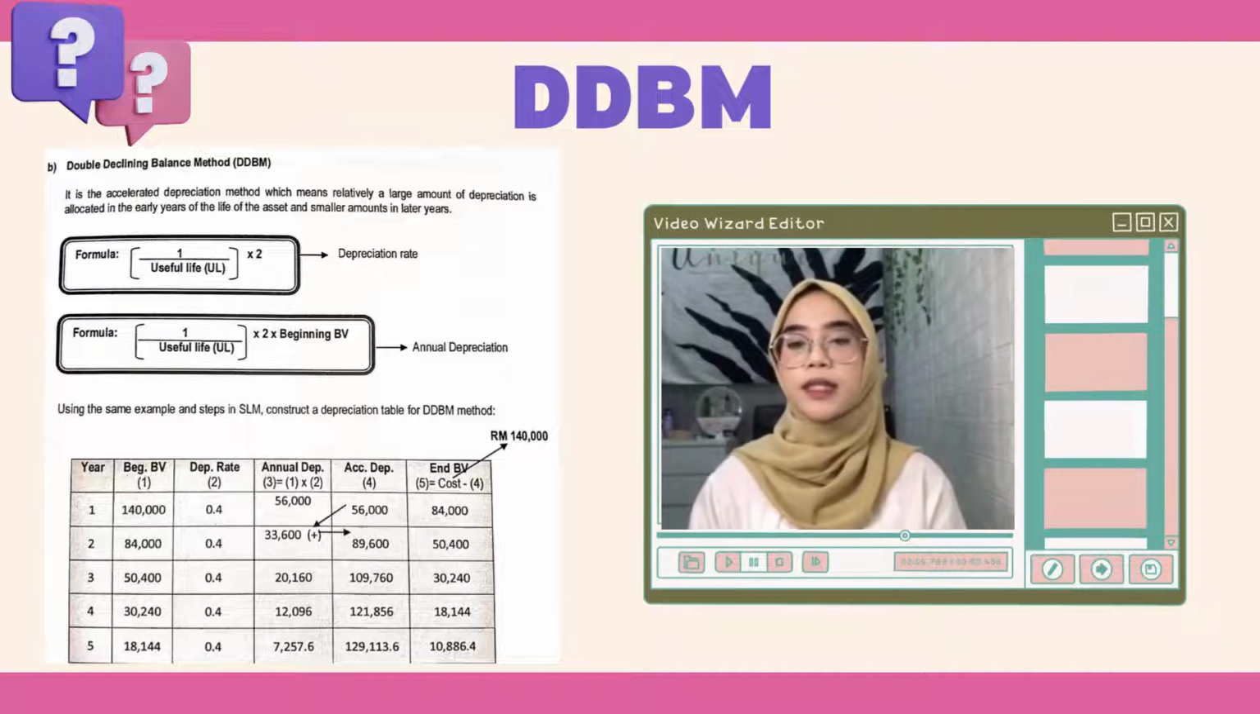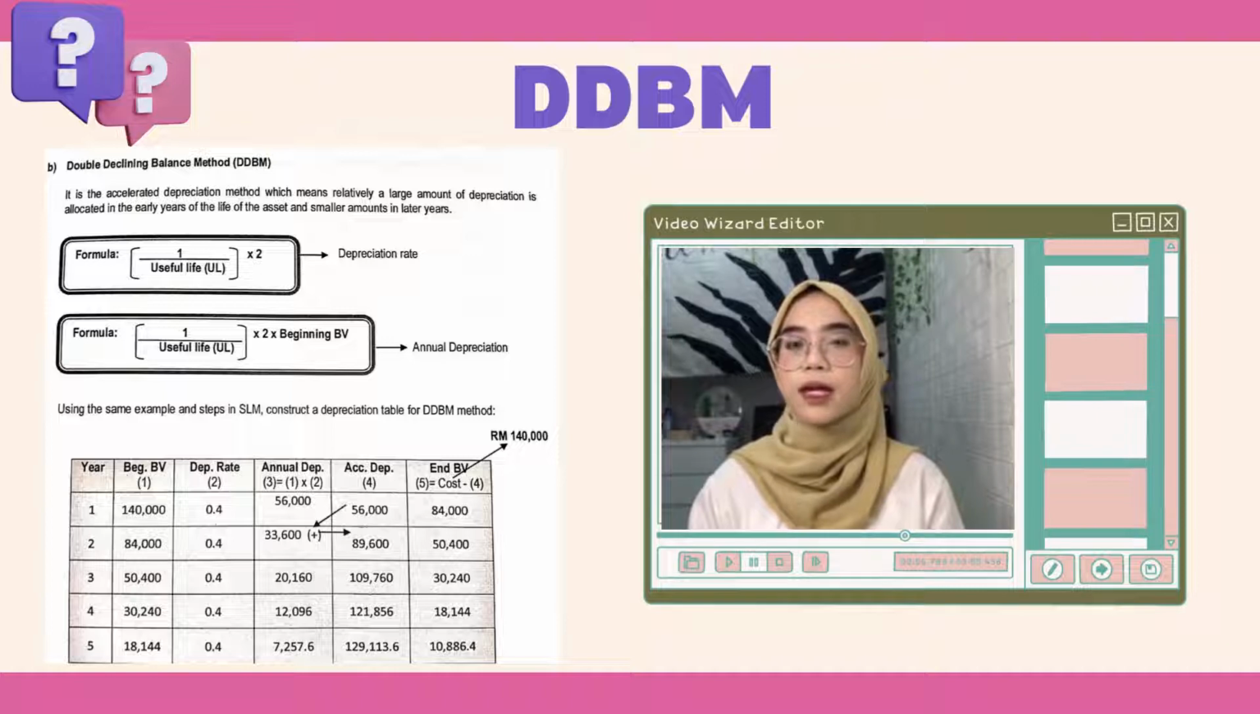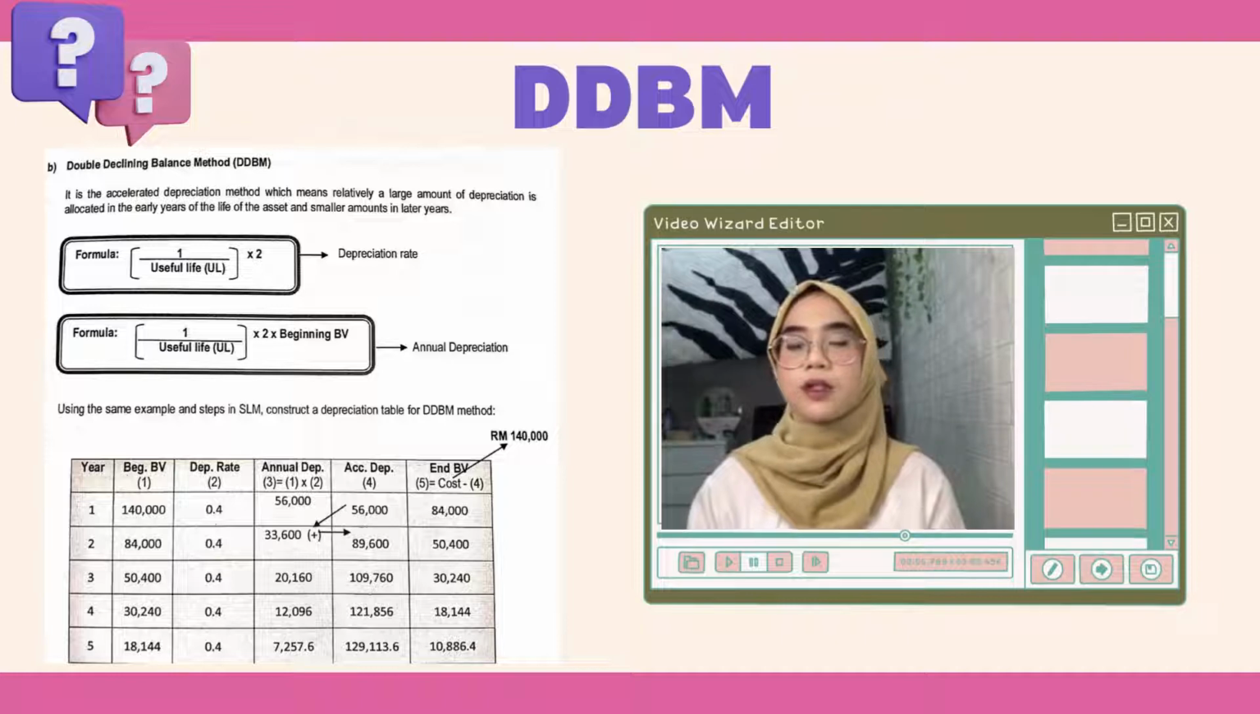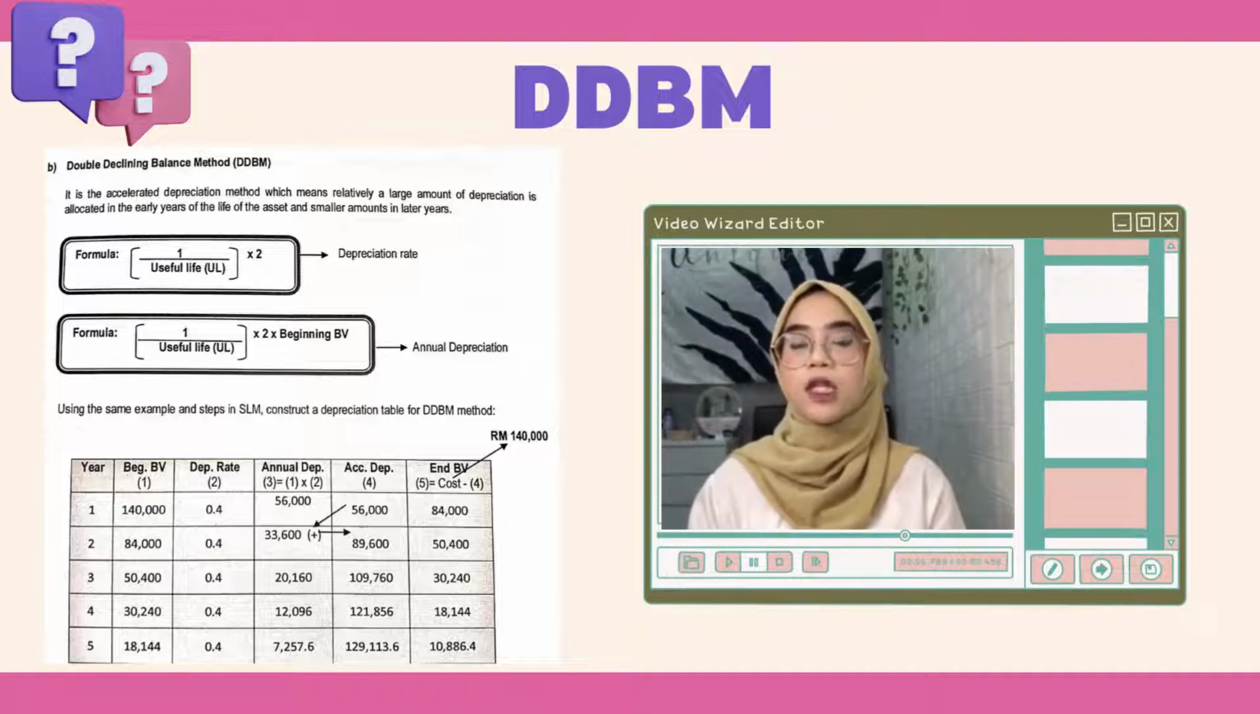For accumulated depreciation, you just take the value of annual depreciation, which is RM56,000. And the formula for end book value is the cost minus the accumulated depreciation, which is RM140,000 minus RM56,000. So the value is RM84,000. So you just follow the steps for the next year.